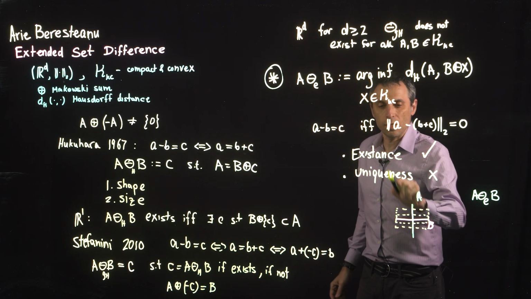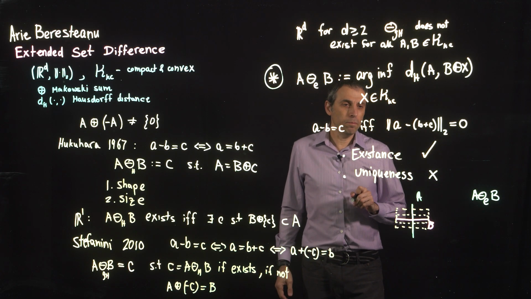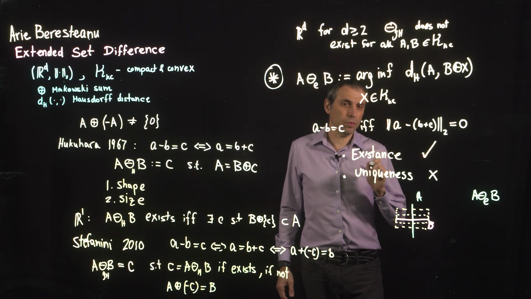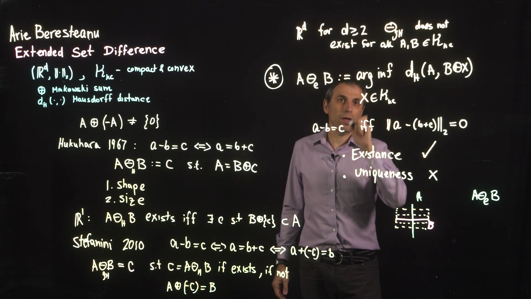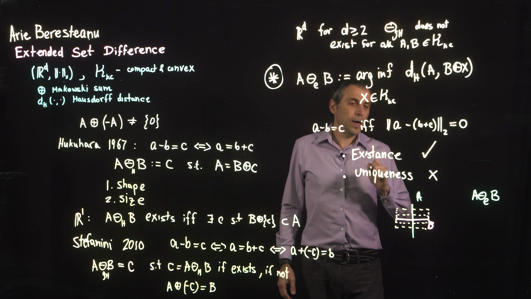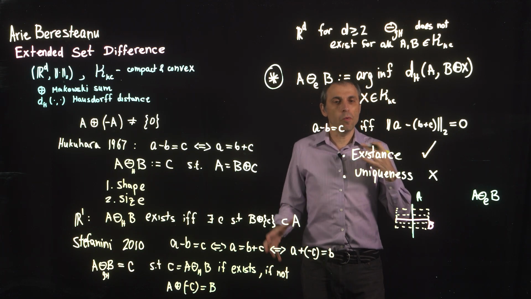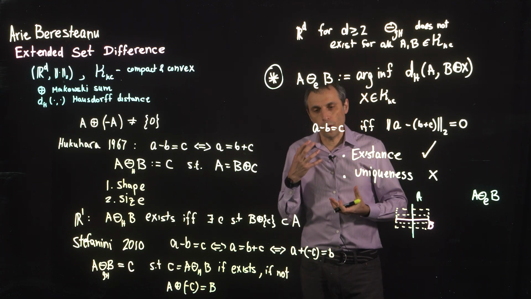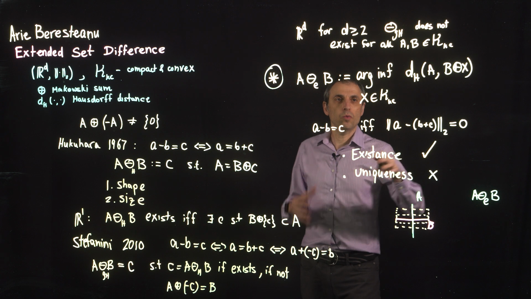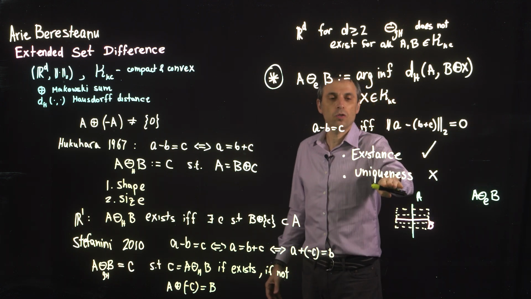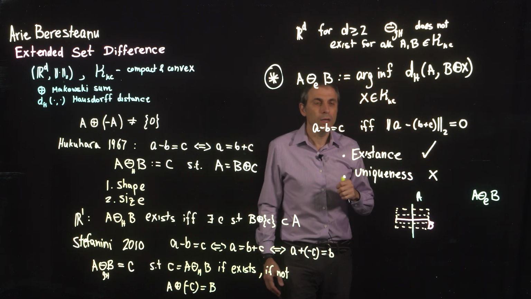So uniqueness is not true, or cannot be proven, in this definition. In the next video, I will add some more properties and show under what conditions, or what changes to this definition can be made, such that uniqueness will be achieved.